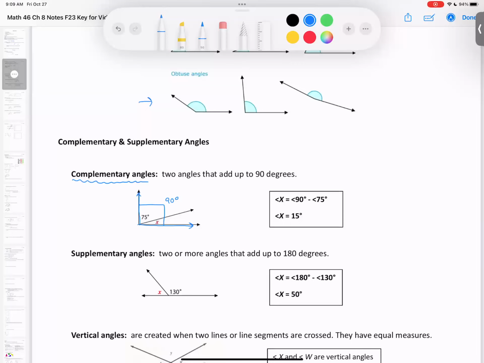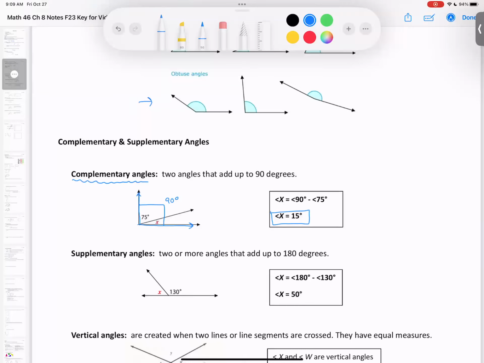That's 90 degrees. And so that means those two inner angles, angle X and the 75 degrees, add up to 90. We can use that property to figure out the measure of angle X, because angle X must be the full 90 degrees minus the 75 degrees that's taken up by the larger angle on top. And so we can solve and get an angle of 15 degrees. Those two angles together would be called complementary.